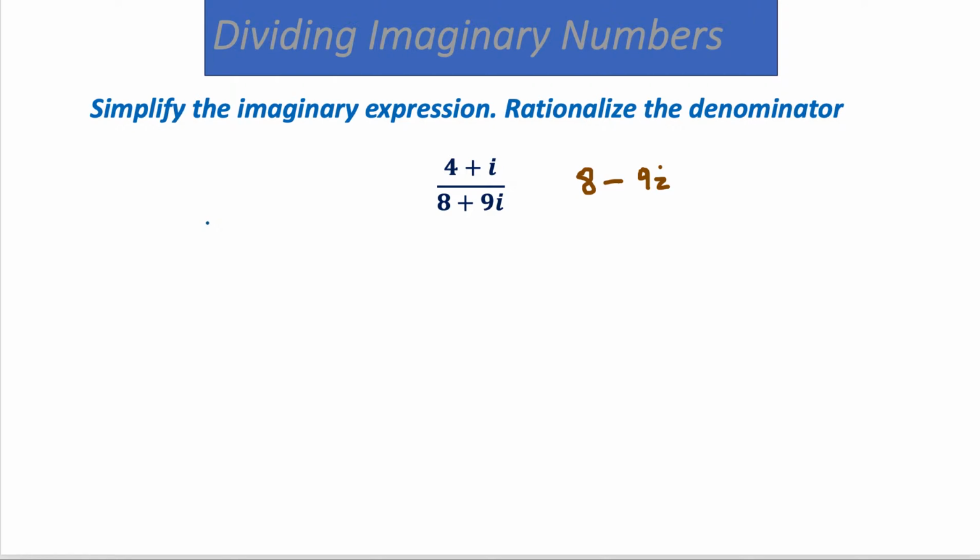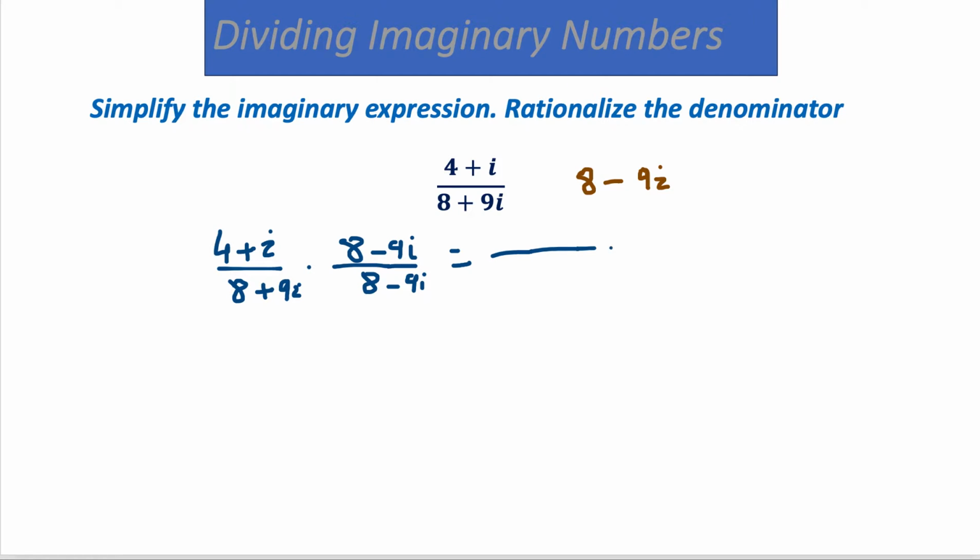So now let me rewrite the imaginary expression, which is (4 + i) divided by (8 + 9i). And everything here, we can rationalize the denominator by multiplying with (8 - 9i) divided by (8 - 9i). And now we get. Let me go the long way.